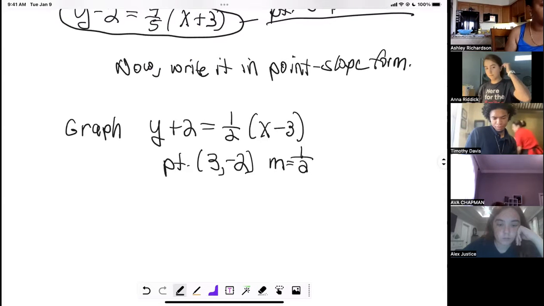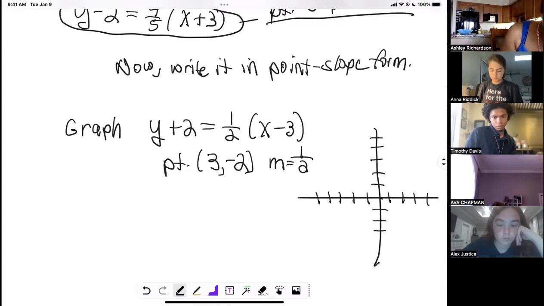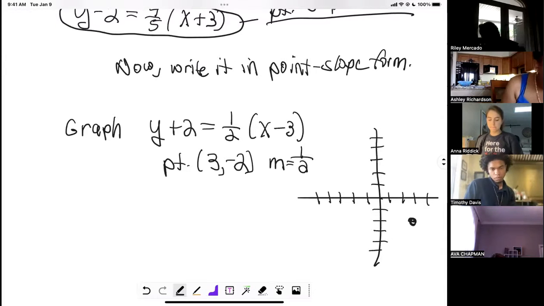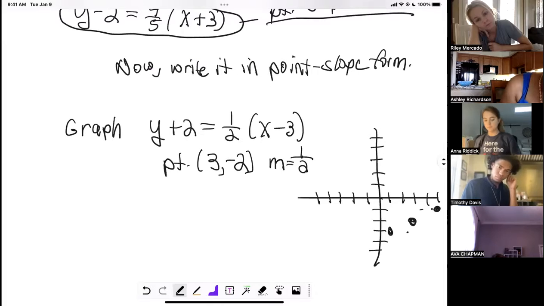I don't have to do anything else to graph it. I leave it just like that. Why? You'll see. I can do 3, -2. That's my point. And from that point, I can do my slope. Up 1 over 2, sorry, down 1 over 2. Down 1 over 2. And my graph is completely done.